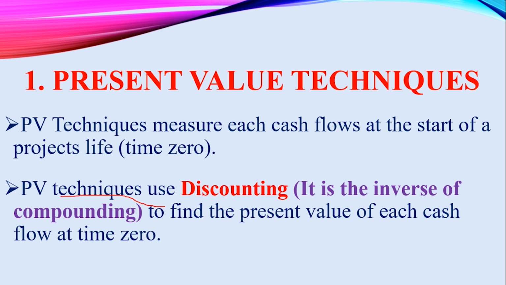Present value techniques use a method that we call discounting. And previously, when we looked at future values, we said that the future value technique uses the compounding method. Discounting is the inverse of compounding. And this compounding is what is applied in future values. But now the opposite of that is discounting.